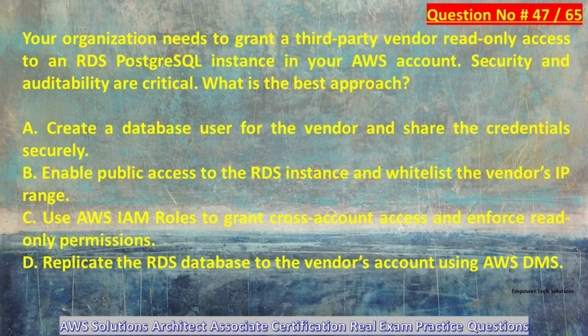B. Enable public access to the RDS instance and whitelist the vendor's IP range. C. Use AWS IAM roles to grant cross-account access and enforce read-only permissions. D. Replicate the RDS database to the vendor's account using AWS DMS.